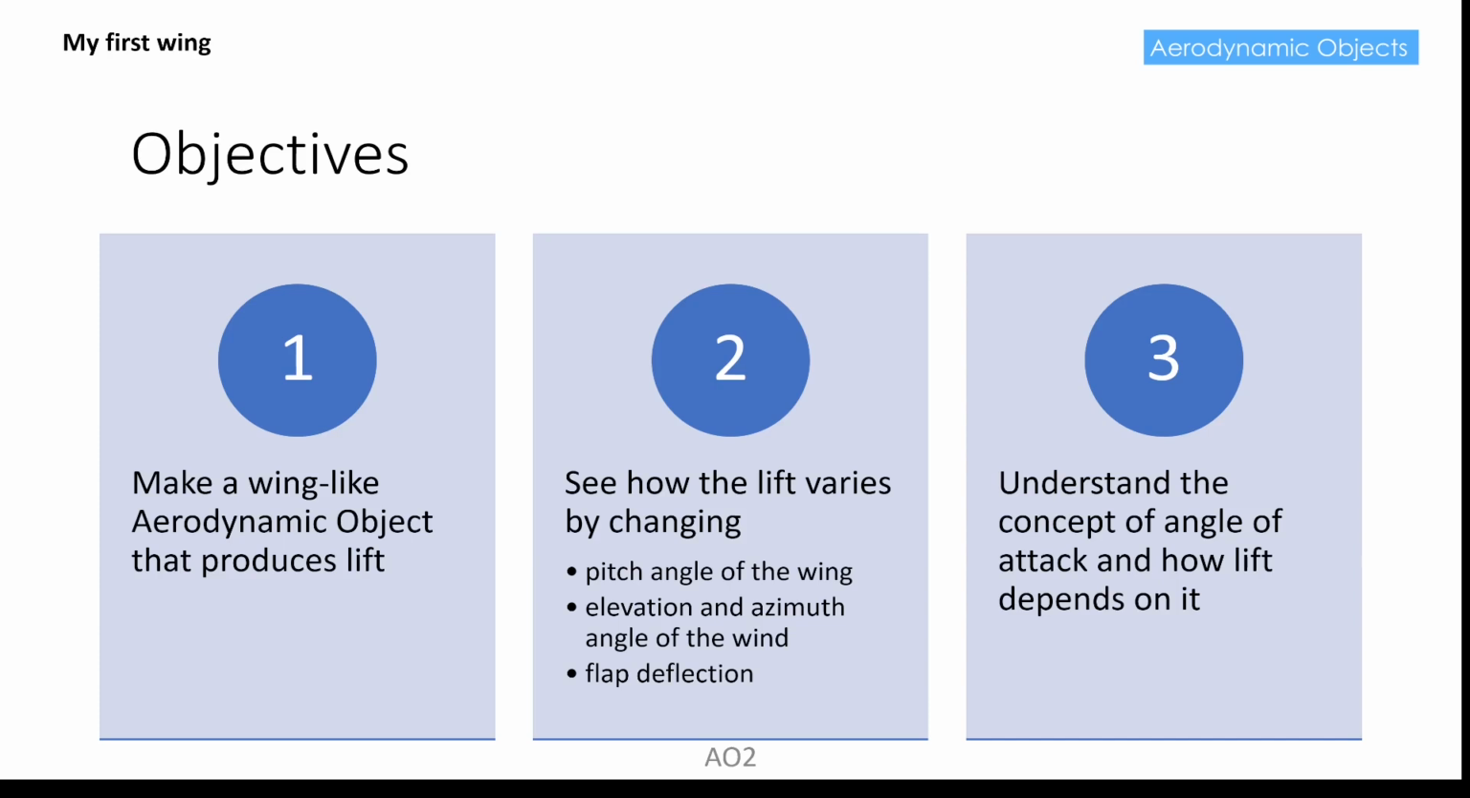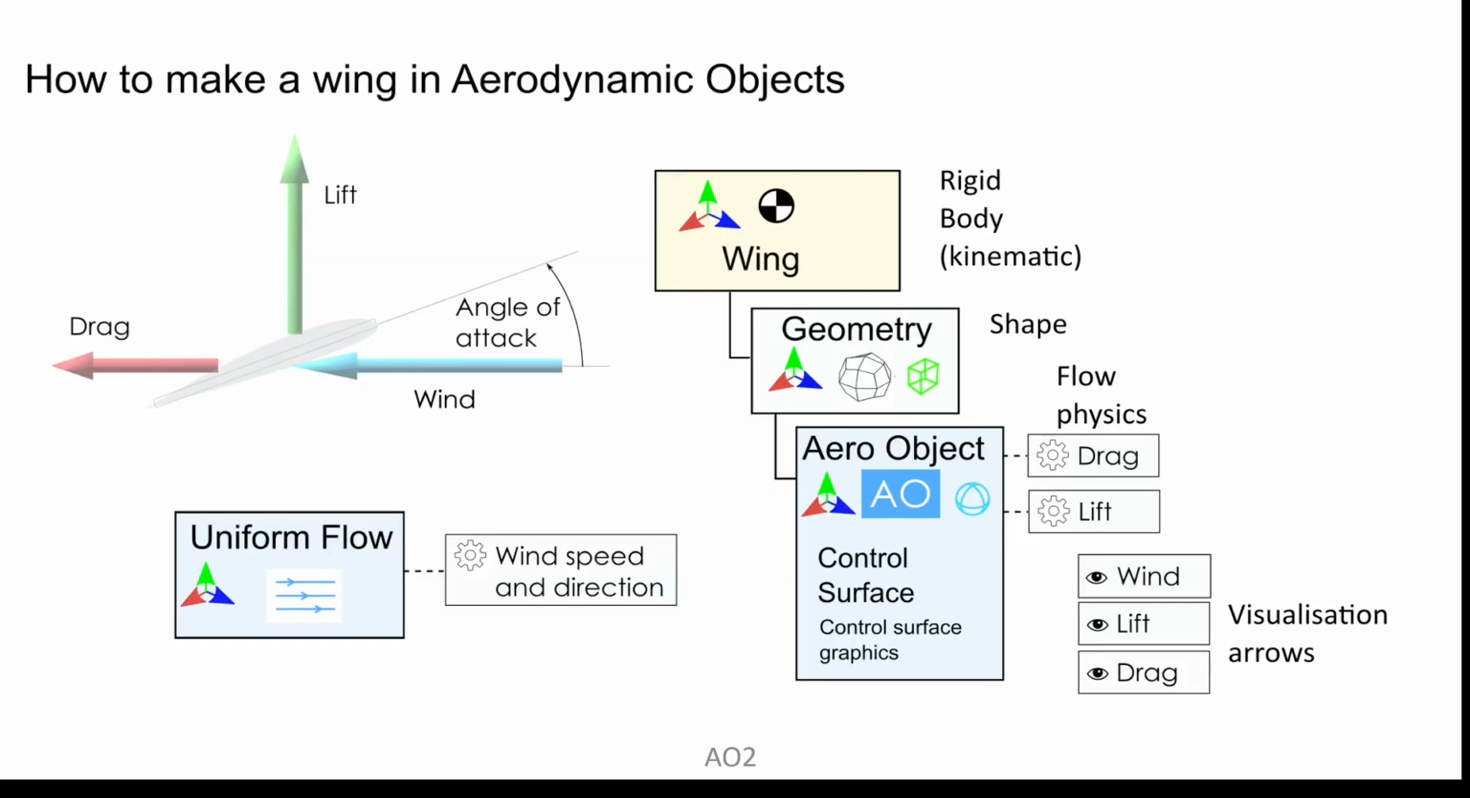And the really important outcome is that we understand the concept of angle of attack and how lift depends on it within aerodynamic objects. So this is our scene diagram, and over here we have our wing. We've got our wind vector coming in here and our drag as before, which is parallel with the wind. But we've got a new force here, lift, in green arrow, and that acts perpendicular to the wind. And the really crucial thing here is that the lift depends on the angle between the wind vector and the plane of the wing, and that angle is called angle of attack.